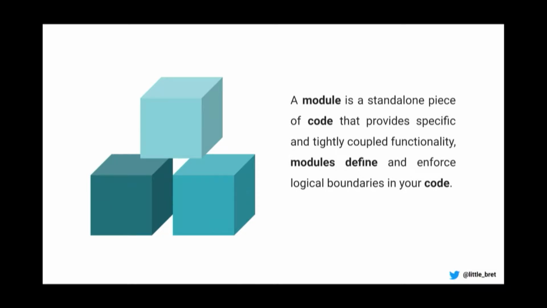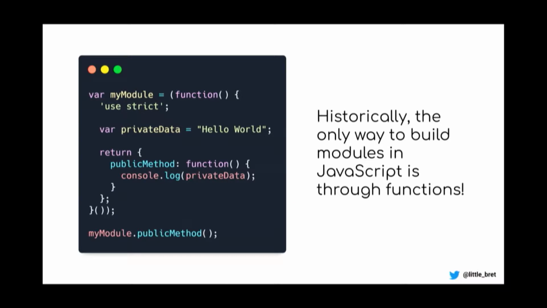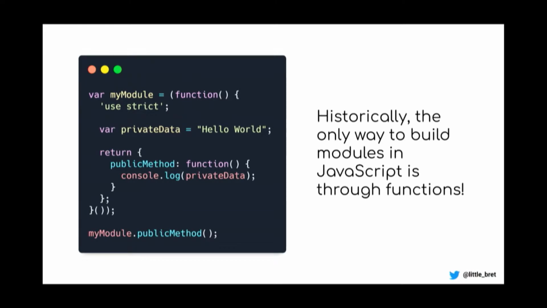Well, modules inside JavaScript have a long history. Way back in the day, the only way you could do modules inside JavaScript was via a function. This is called the revealing module pattern. Who here has seen code like this in JavaScript? Essentially, we have an immediately invoked function that's being assigned to my module. Inside that, we're returning an object with a method in it.